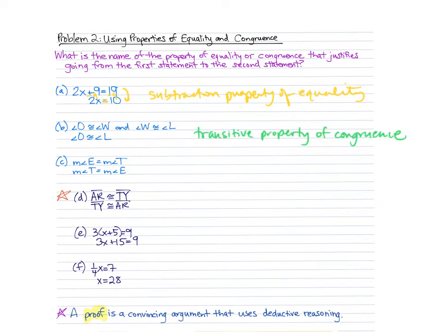And I'll write with better handwriting so you can actually read it. There you go. And then the second one, this is going to be of equality because it's an equal sign. And there's only two things. They just switched places. And that's going to be the symmetric property of congruence.